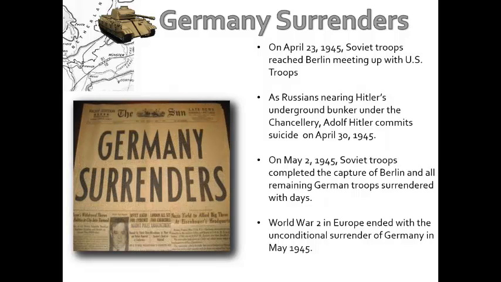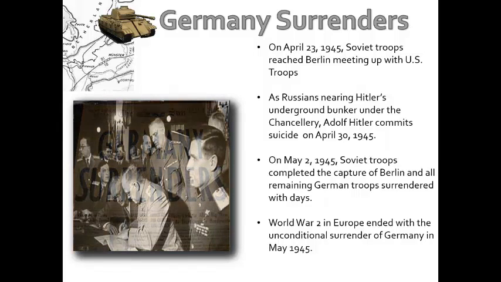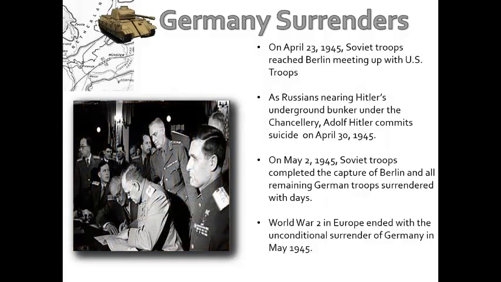On May 2, 1945, Soviet troops completed the capture of Berlin, and all remaining German troops surrendered within a few days. World War II in Europe ended with the unconditional surrender of Germany in May 1945. The German surrender was given to the Western Allies, including Britain and the U.S., on May 8th, and to Russia on May 9th.